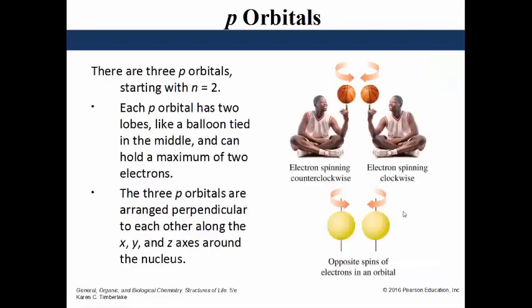All right, the P suborbital levels. There are three of those, starting with the N number of 2. Each P orbital has two lobes. Think of it as a long, skinny balloon that's kind of pinched off in the middle. So you have two oblong sections that are joined together. Each of these lobes can hold 2 electrons at the most. The 3 P orbitals are arranged perpendicular to each other on an X, Y, and Z axis around the nucleus. And in what direction an electron spins, either counterclockwise or clockwise, will give it different properties as well.